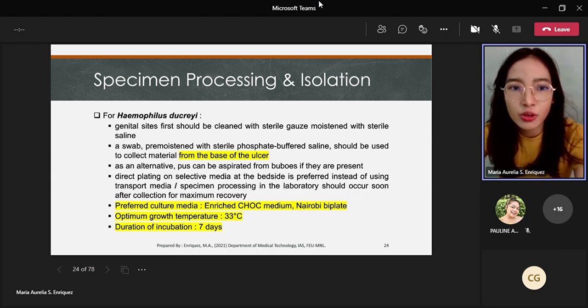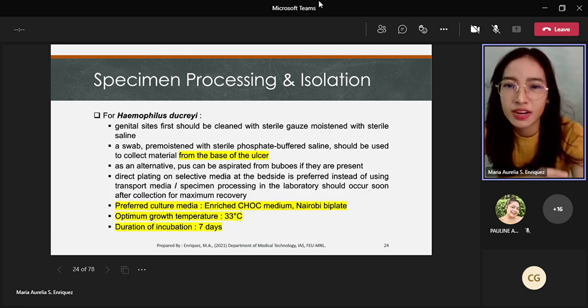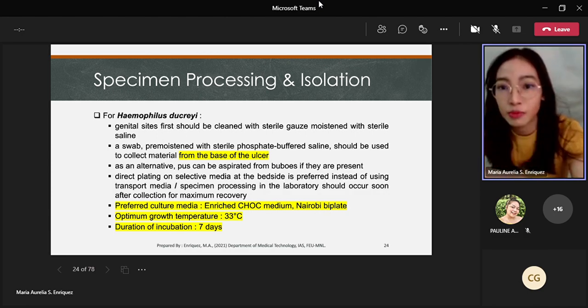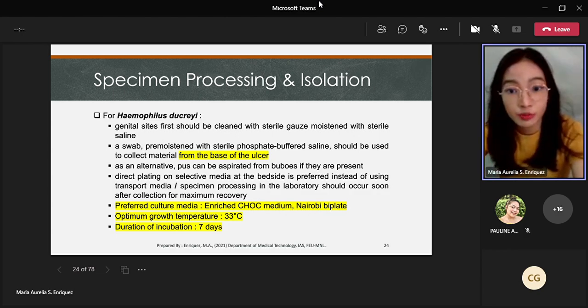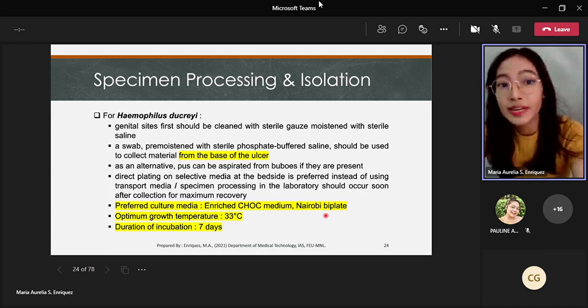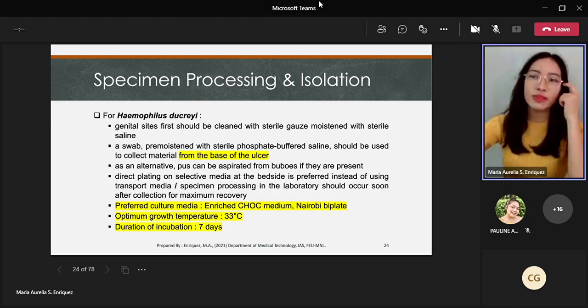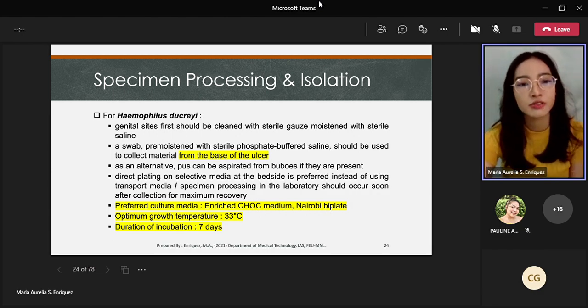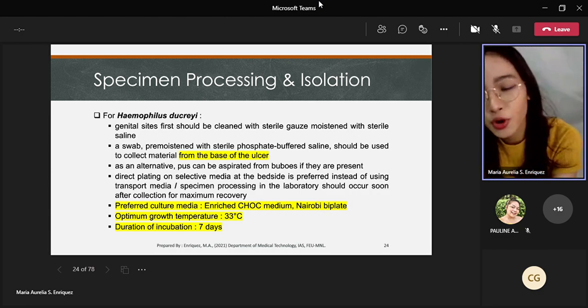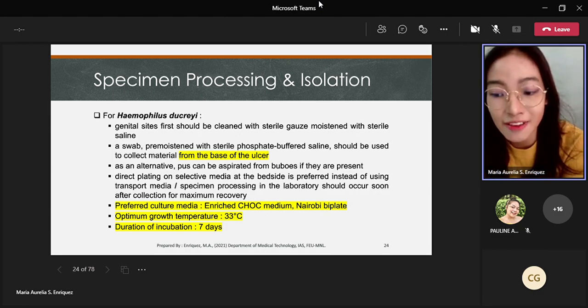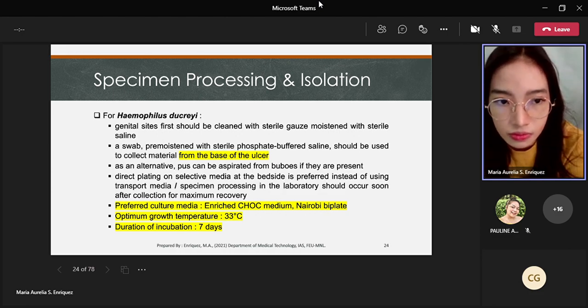So pwede naman na po yung standard na chocolate agar. But if you need additional supplementation or a special type of culture media, ayan po. The Nairobi biplate medium has been formulated specifically for the isolation of Haemophilus ducreyi. And since fastidious nga po sila, medyo slow growing din po sila. So duration of incubation would range up to 7 days.